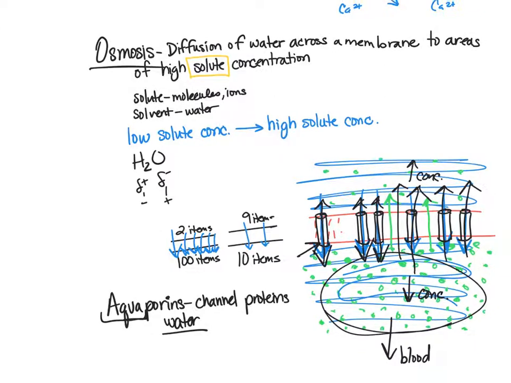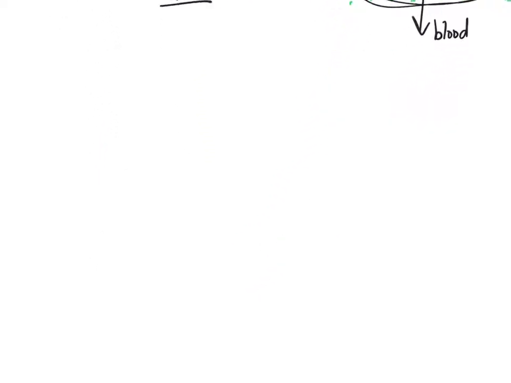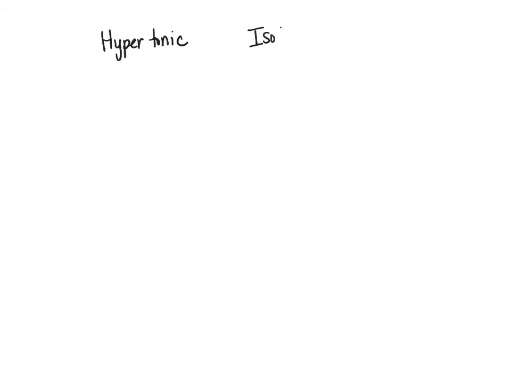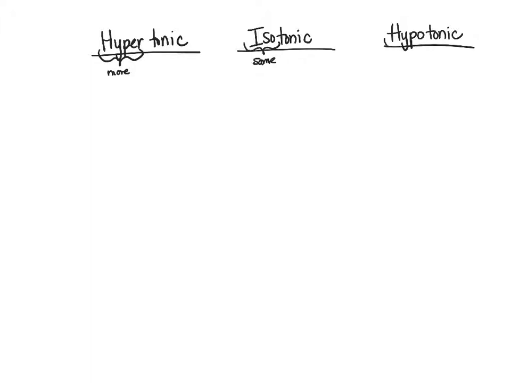Now, when we talk about osmosis, there are three key terms that you should be familiar with. And they are hypertonic, isotonic, and hypotonic. So hyper means greater than or more. Iso means same or equal. And hypo is less than.